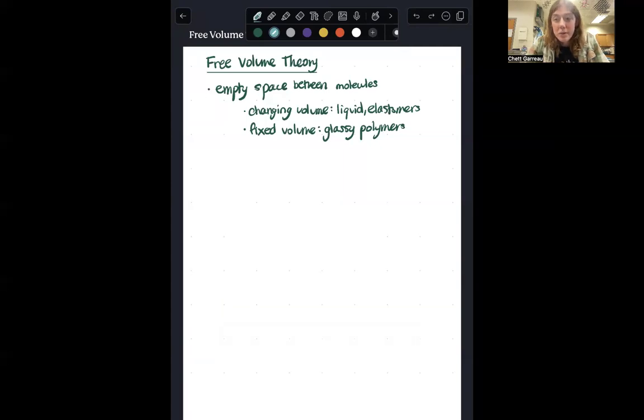Hi, everyone. So today we're going to be talking about free volume theory. And so what is free volume? It's basically the empty space between molecules or polymer chains in this case.